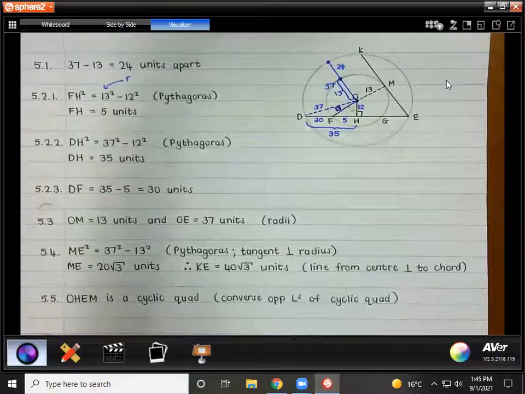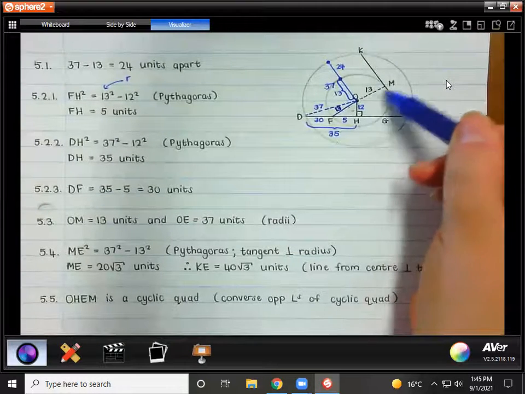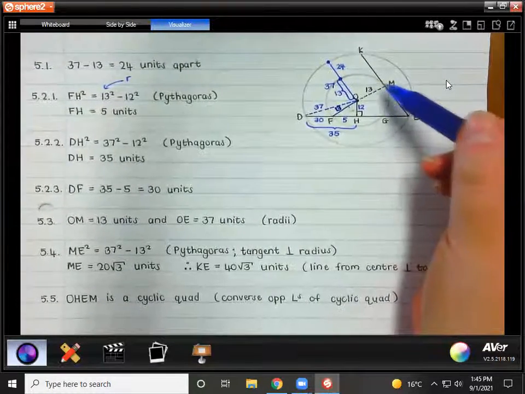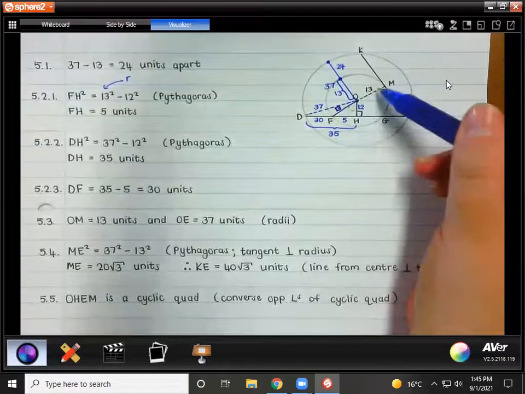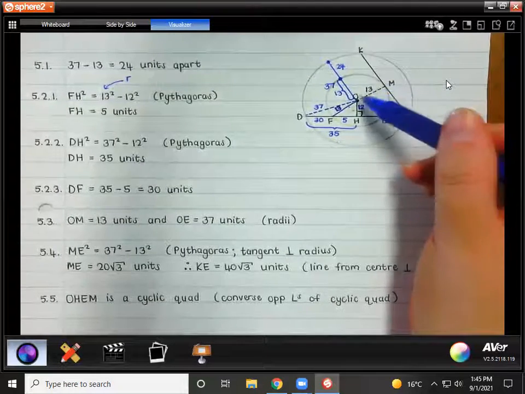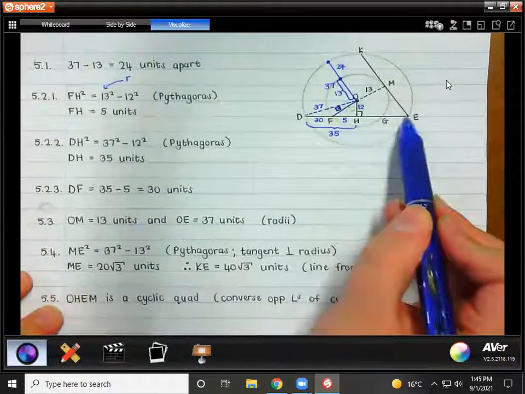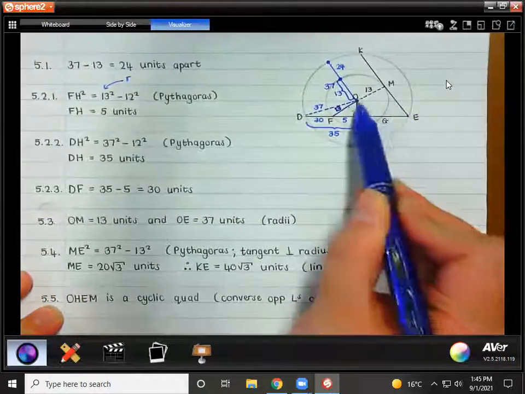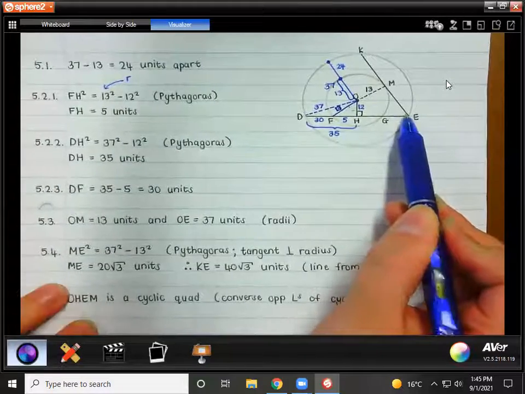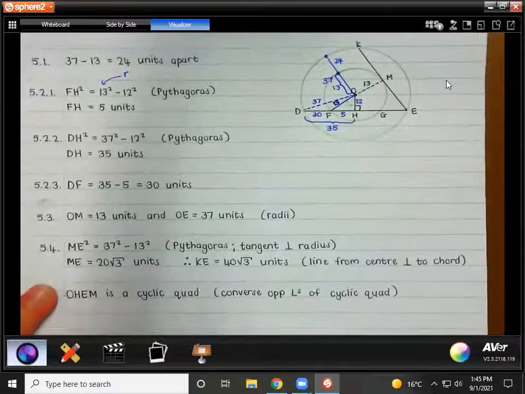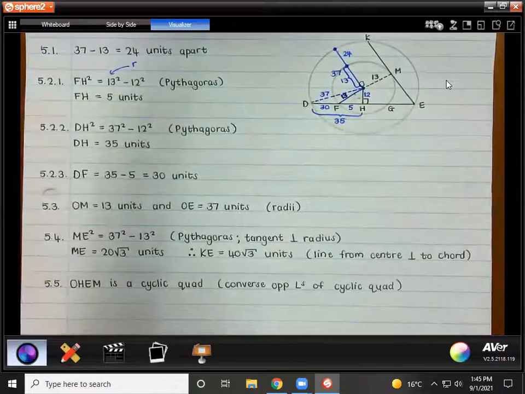5.3, they asked for the lengths of OM and OE. Now, OM is one that they drew in, but they didn't write that 13 there. I wrote it in because they say that the radius of the small circle is 13. Are we all clear that OM is a radius of that small circle? So OM would have to be 13. And then OE is also not drawn in, but if we did draw it in there, that would be 37, because it's a radius of the bigger circle. So I just wrote that there, and then I wrote radii. I suppose you wouldn't really have to write that down, but if you want to write the reason, then the reason would be that they are radii.